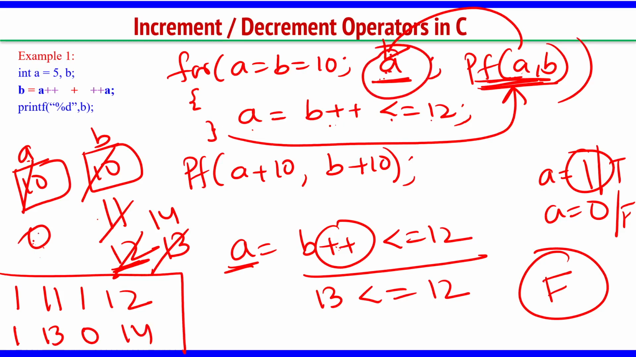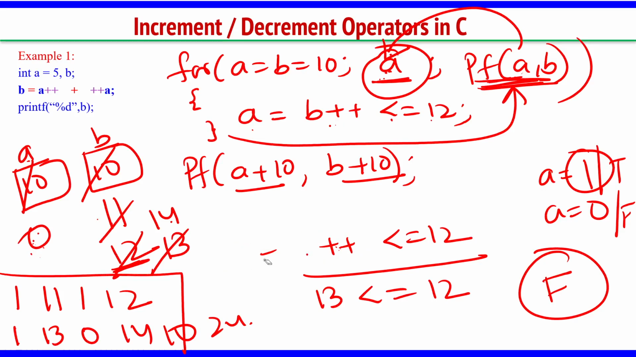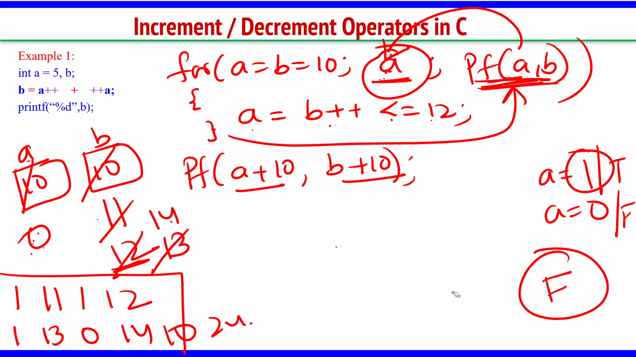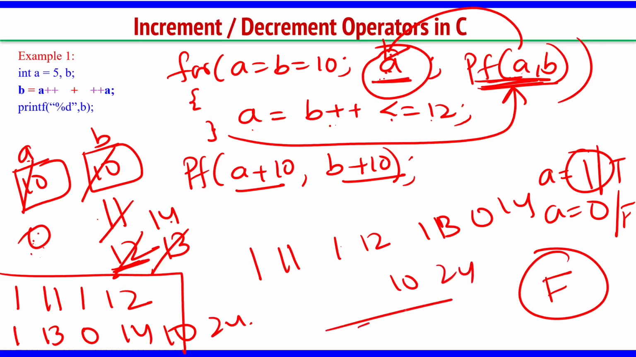From here come to the condition. Condition a means 0. In condition, 0 means false. Come out of the for loop, print a plus 10, b plus 10. A value is 0, so it is 10. B value is 14 plus 10, it is 24. Therefore the answer for this problem will be a very lengthy output. It is 111, 112, 113, 014 and 1024. I know it's a very lengthy problem, but this is a previous question. I hope you understood the answer.